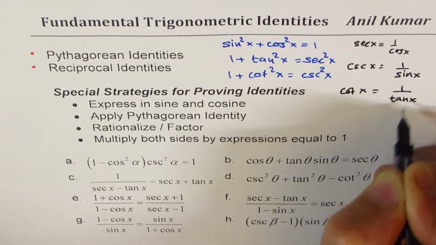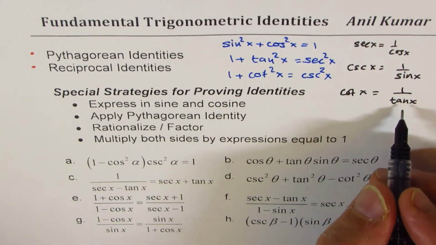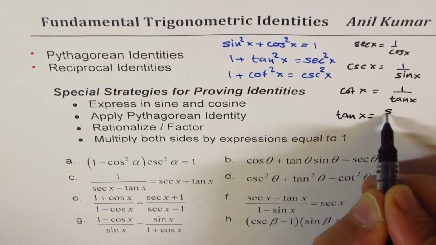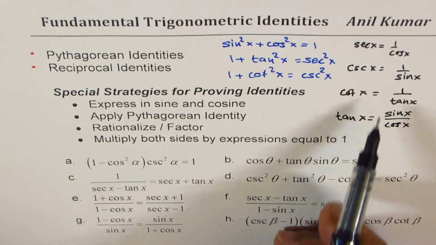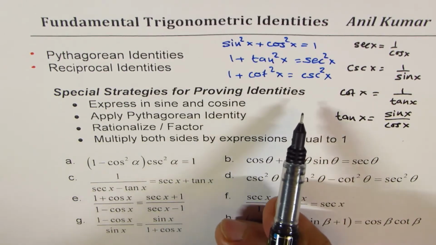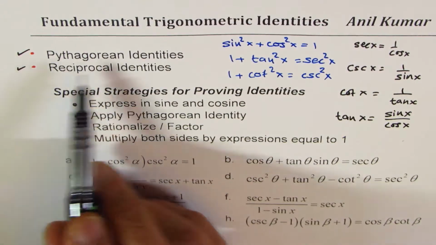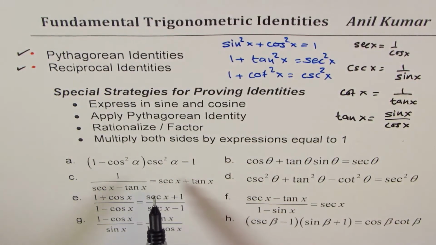Is it okay? Another important formula which you need to know is to write tan x in terms of sine and cosine. So tan x could be written as sin x over cos x. That should help you to prove most of the identities, right? So that's what we need. Pythagorean identities and reciprocal identities, as you can see here.